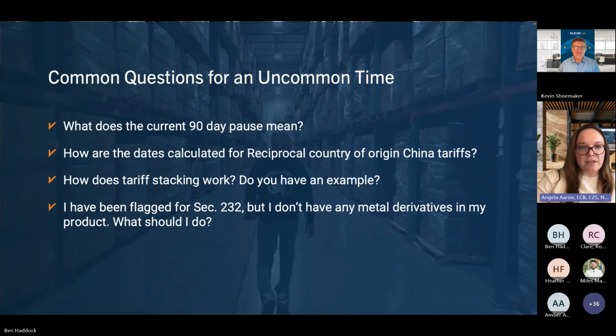There were a number of countries that had exceptions. Those exceptions have gone away in Trump's current administration. He's expanded the number of HTS codes that are subject to Section 232. We talked about steel, aluminum, automobiles, auto parts are starting May the 3rd.